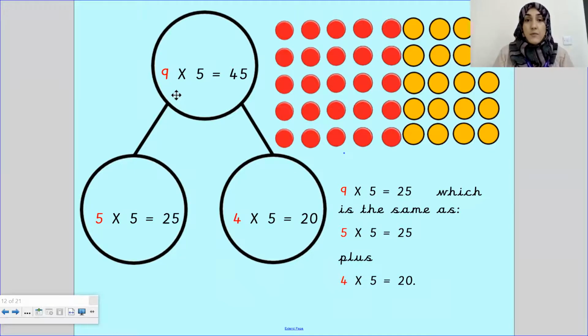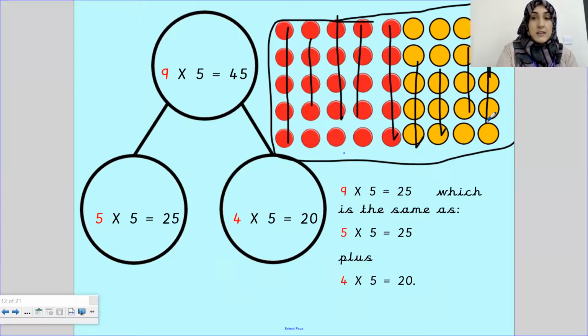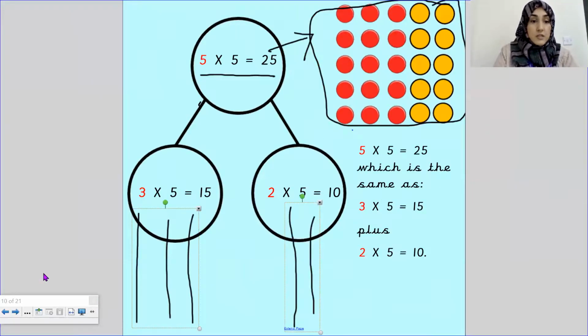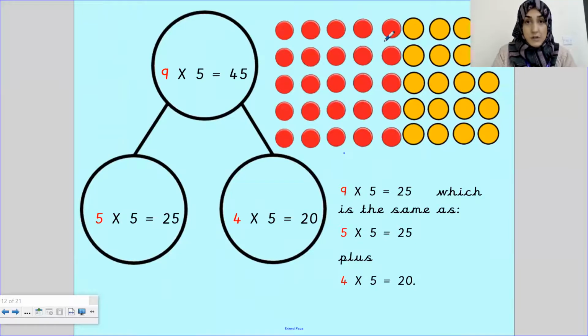You could break down this array, this huge array that we have here, which is 9 multiplied by 5. And we know that because there are 9 columns. That's 1, that's 2, that's 3, 4, 5, 6, 7, 8, 9. Yes, there are, oopsie daisy me. Right, there are indeed 9 columns.